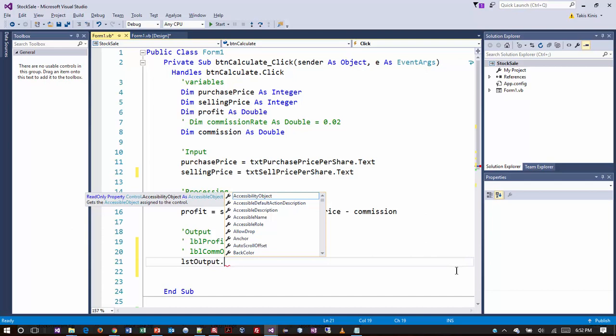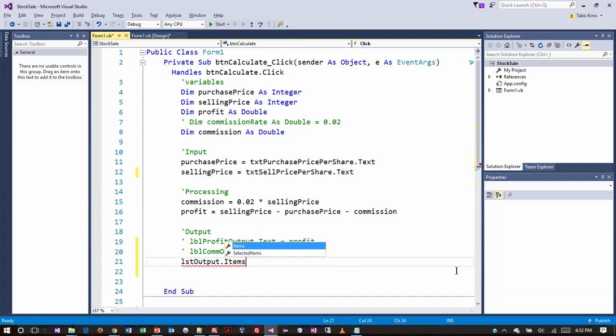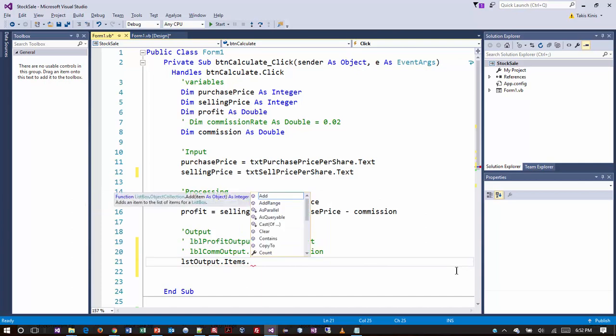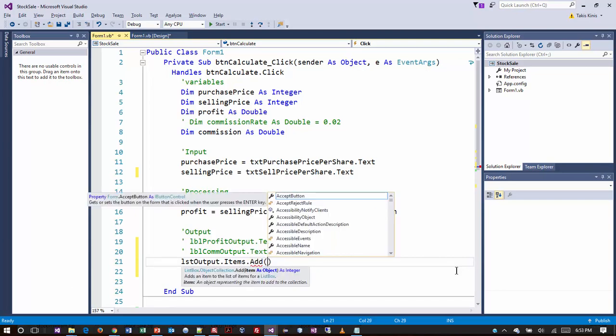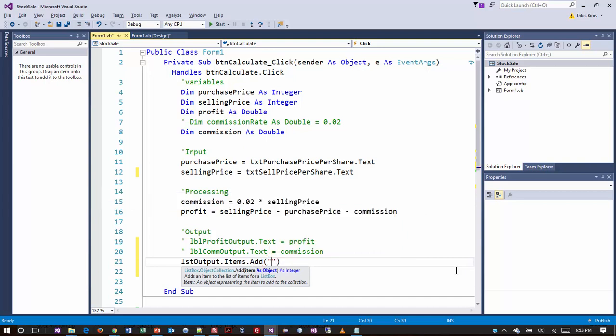So what we do is we put in this special command called items dot add. Notice how I found that one automatically, right? And then a set of parentheses. And then you can type in whatever the output is. We'll talk about that, but that's where your output's going to go, is inside that structure.